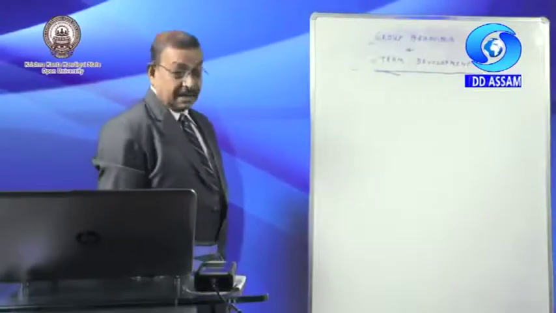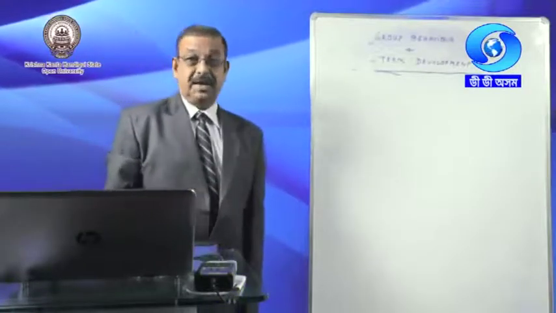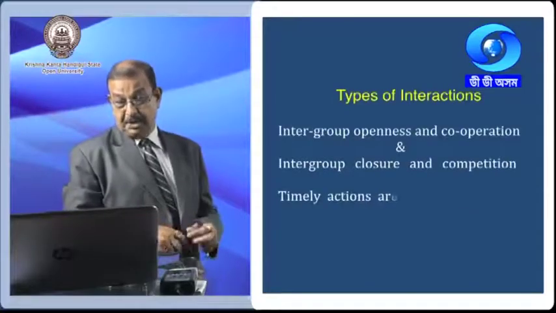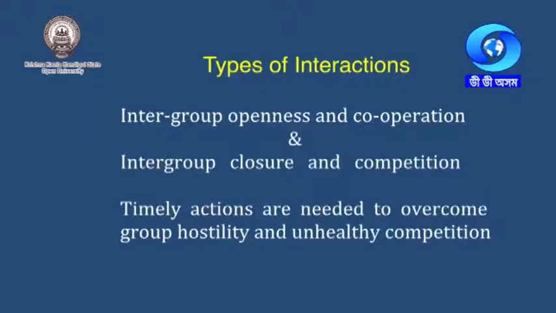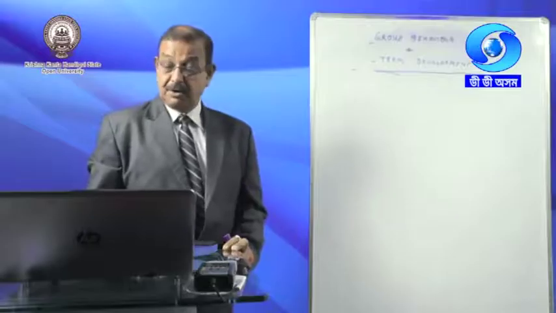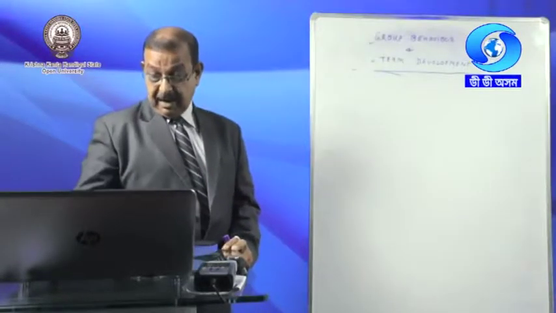The types of interactions among these groups. One is this intergroup, as we have discussed, that openness and cooperation has to be facilitated. Then we need to think about some healthy competition among the groups, but we should always see that those competitions do not result in group hostility or some unhealthy competition. So those are likely to disturb the positive performance of an organization. They are likely to spread negative morale in the organization.